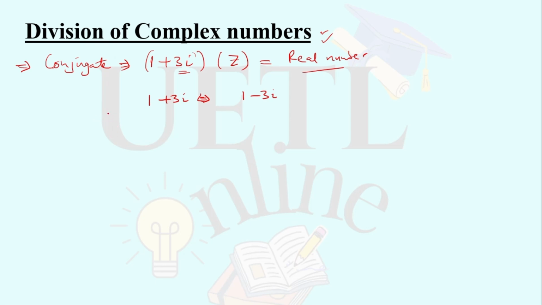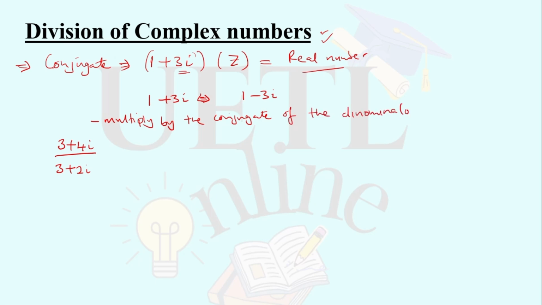Let's say you are given two complex numbers. Let's say in this case it's 3 plus 4i over 3 plus 2i. So these are our complex numbers. They are being divided. This complex number is being divided by this complex number. What you do is you multiply by the conjugate of the denominator.